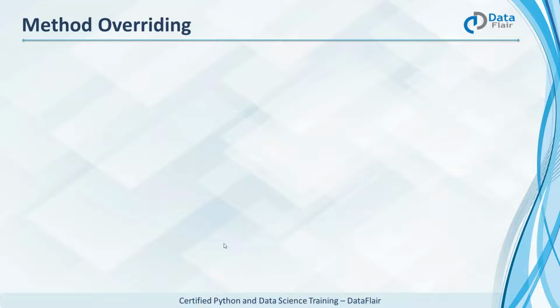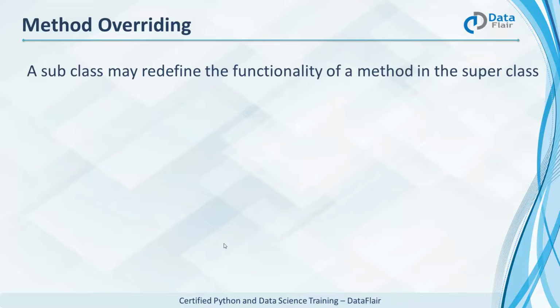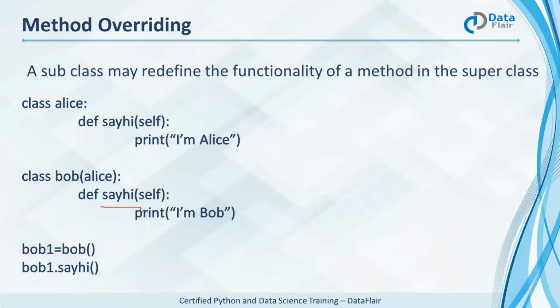Method overriding and overloading. If a subclass provides the definition for a method also present in the superclass, it redefines the functionality of this method. Both classes Bob and Alice have the method say hi, but since Bob inherits from Alice, his version of say hi changes it to I'm Bob. If we create an object of Bob and call say hi on it, it prints I'm Bob. It doesn't print I'm Alice because it has replaced its contents. It has overridden the definition of the method say hi.